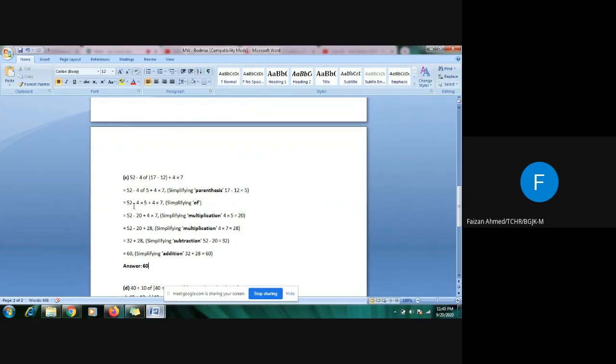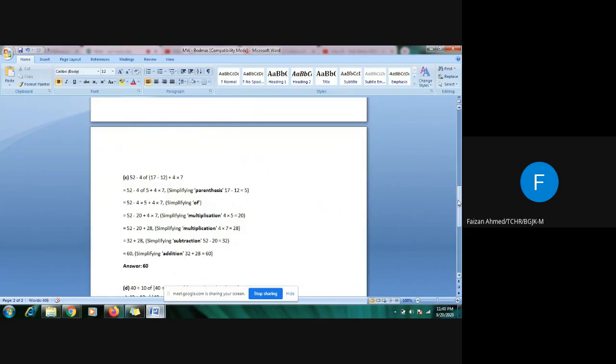52 will be as it is, minus sign will be as it is, 4 multiplied by 5 will be 20, and then this positive sign will be as it is, and then this 4 multiplied by 7 will be 28. And then again I have two operations, negative and positive. I can either subtract these two and then add the answer. It's up to me how to solve it. So I'm going for the subtraction first. 52 minus 20 will be 32, and then 32 plus 28 will be 60.